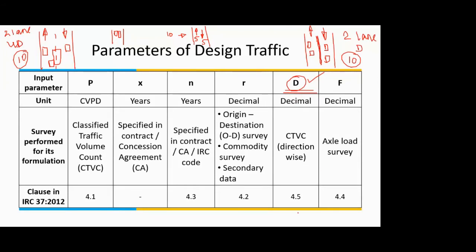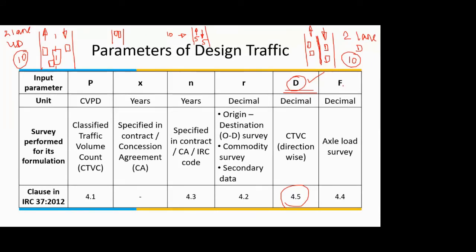Now again, to completely understand this, you need to read this clause 4.5 of IRC 37/2012, and from that you will understand very clearly how this lane distribution factor is considered. So in that clause in IRC, you will see that for each lane configuration, that is single carriageway, dual carriageway, undivided, divided, single lane, 2-lane, you have different values in decimal. Okay. So directly you can adopt those values from the code itself.